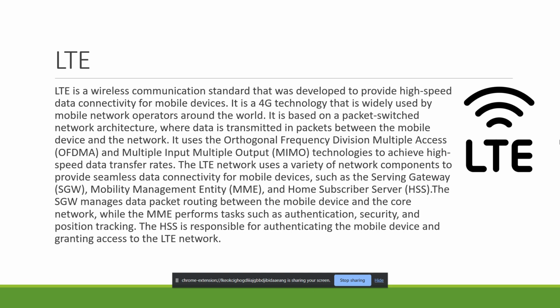The LTE network uses a variety of network components to provide seamless data connectivity for mobile devices, such as the serving gateway, mobile management entity, and home subscriber server. The SGW, or the serving gateway, manages data packet routing between the mobile devices and the core network, while the mobile management entity performs tasks such as authentication, security, and position tracking. The home subscriber server is responsible for authenticating the mobile device and granting access to the LTE.